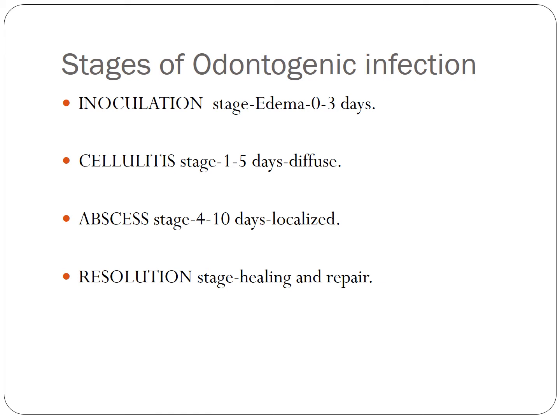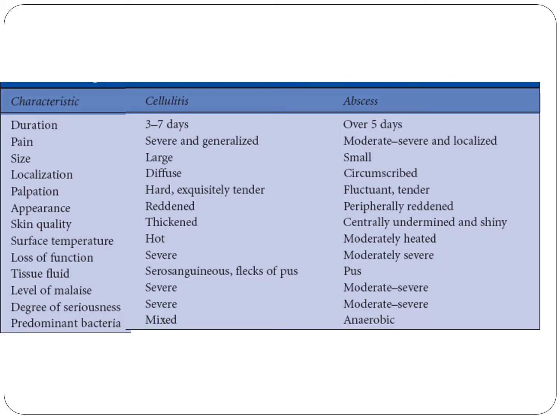Either you can go for a surgical drainage where you do an incision and drain the pus out, or sometimes even with simple antibiotic therapy, the infection can get resolved. So this is called the resolution stage, maybe due to the surgical drainage or due to the antibiotic therapy, or sometimes combined. Both surgical drainage as well as antibiotic therapy can lead to the resolution stage where healing and repair occurs. So these are the various features of cellulitis and abscess.